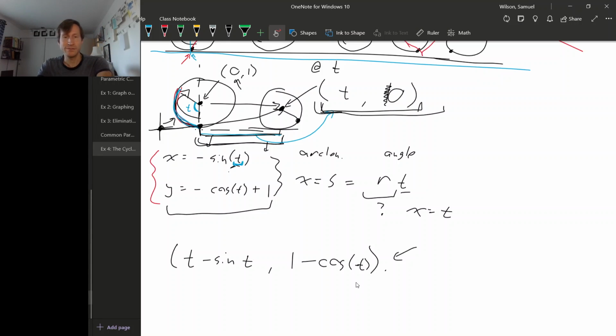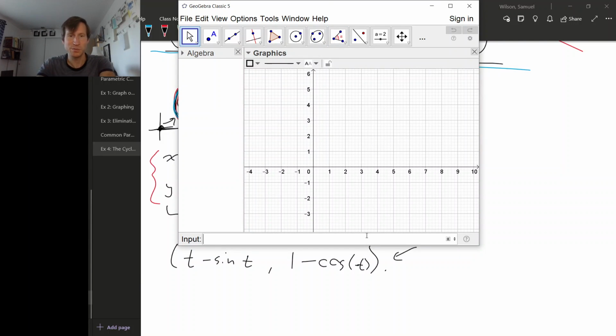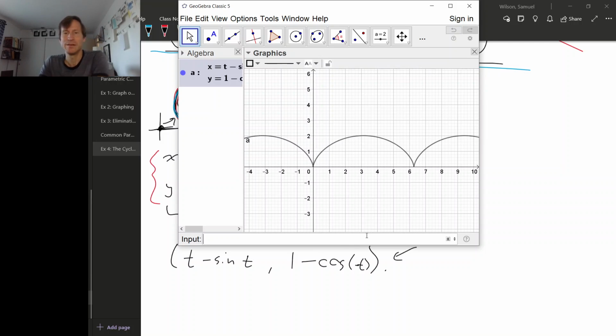To see that it actually works, let's graph it in GeoGebra. In GeoGebra, the command to graph a parametric curve is creatively called curve. Then you enter your x-coordinate function, so that's t minus sine of t, and then your y-coordinate function, 1 minus cosine of t. Then you have to tell it what the parameter is, and that's t, and then what values of the parameter you want to use. Let's imagine our wheel has been rolling for a while, so let's go from minus 10 pi up to plus 10 pi. And there we go. There's the cycloid.